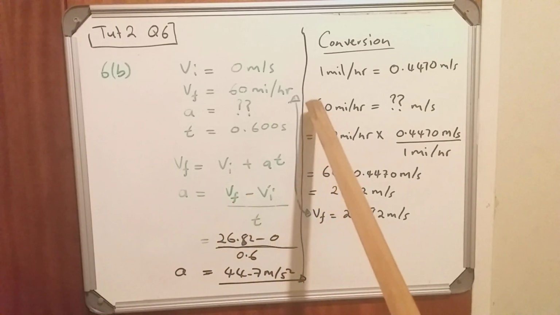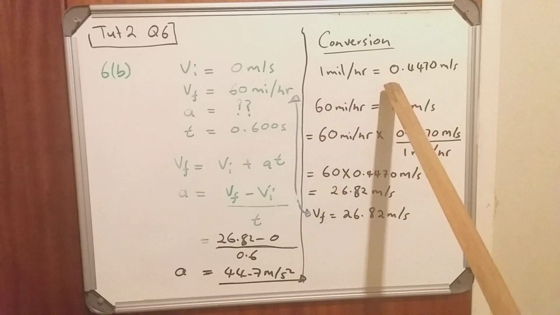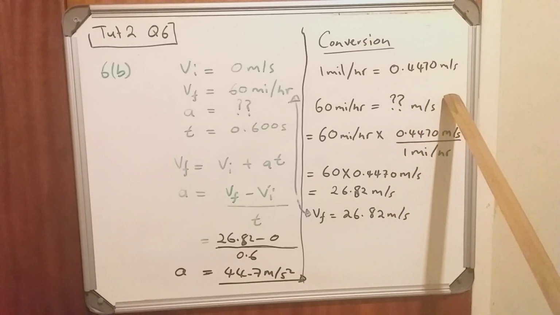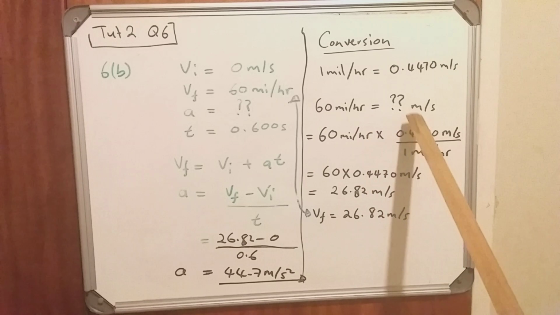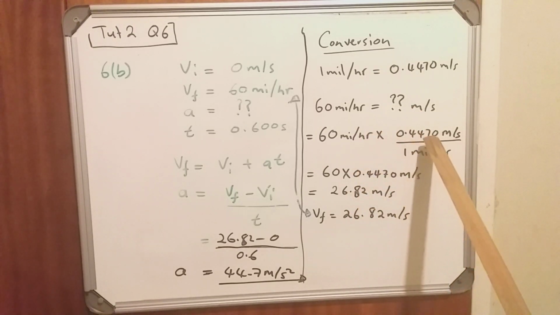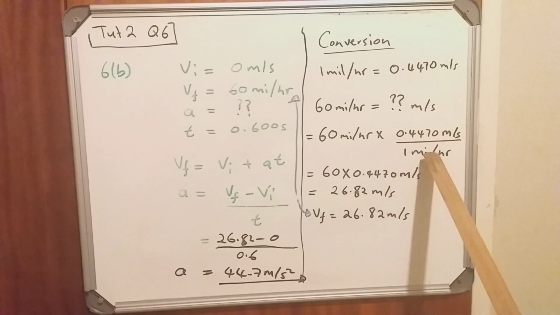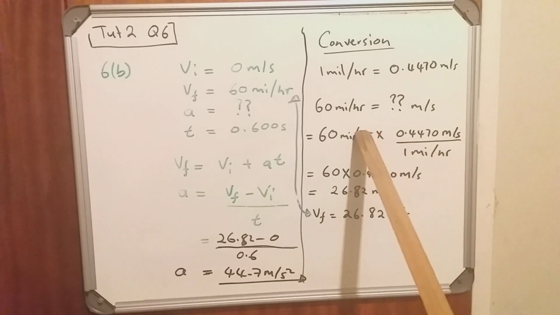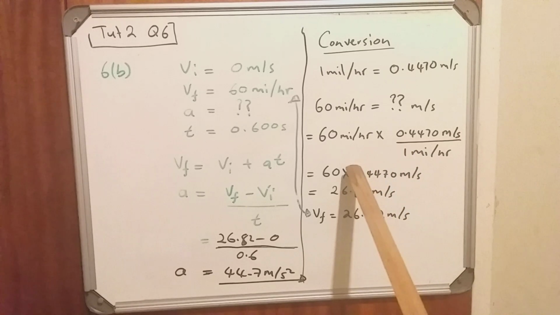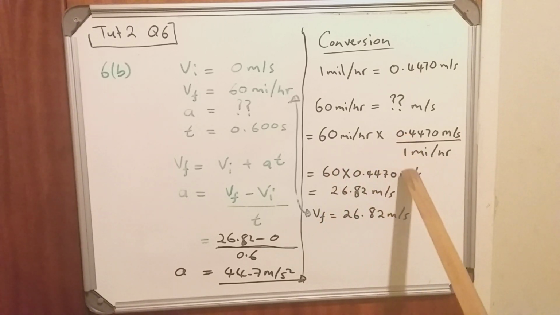So we must convert. We are given that 1 mile per hour is equal to 0.4470 meters per second. So 60 miles per hour is how many meters per second? We are going to multiply by 0.4470 meters per second for every 1 mile per hour. So the units must cancel, the denominators cancel, and we are left with 60 multiplied by 0.4470 meters per second.